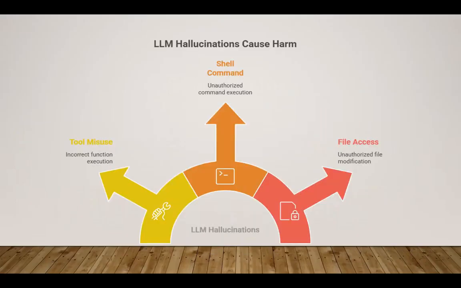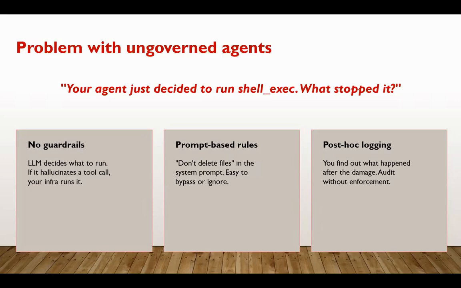For example, what if the LLM hallucinates a tool name and calls something it was never supposed to call? What if it decides the fastest way to complete a task is to run a shell command? What if it starts to write to files you never gave access to? With most agent frameworks, the answer is nothing stops it. There is no layer that sits there and says, wait, you're not allowed to do that. The agent just does it because nothing stopped it.